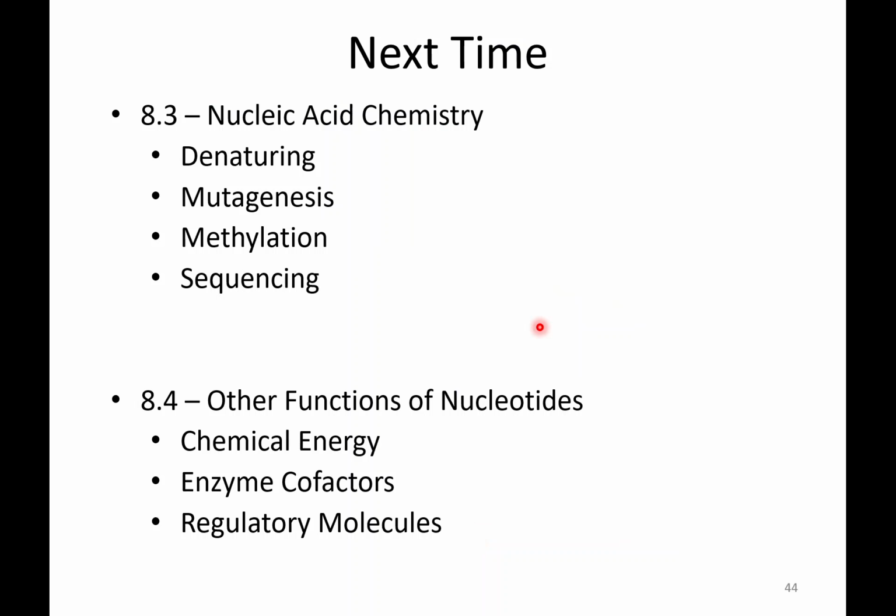So next time we'll pick up here again. We'll go over that a little bit in review, and then we'll finish the chapter going through section 8.3, dealing with nucleic acid chemistry, and then the last section of chapter 8, other functions of nucleotides. That's what we mentioned at the beginning of class, how you can get chemical energy from them or use them as enzyme cofactors or regulatory molecules.